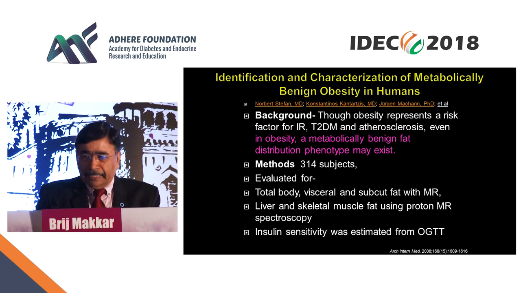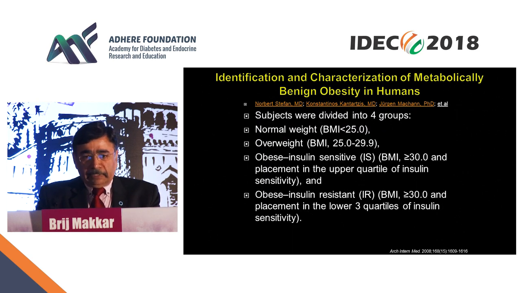The background was that they said possibly within obesity, there is a metabolically benign fat distribution phenotype which exists. The study involved 314 patients. They were evaluated for total body fat, visceral fat, and subcutaneous fat. They also evaluated fat in pancreas, skeletal muscle and liver, and looked at intima media thickness. Based on the evaluation, they divided the subjects into categories: normal weight, overweight, obese, and within obese, they looked at the insulin sensitivity and divided into 4 quartiles.